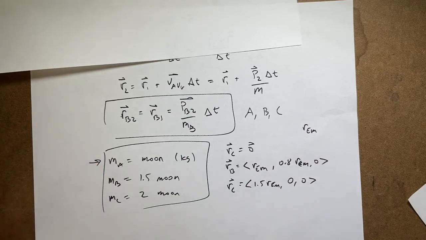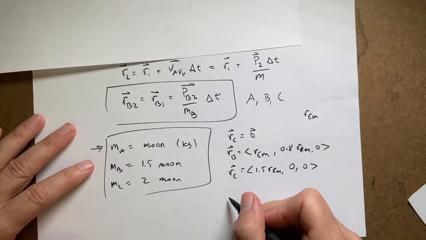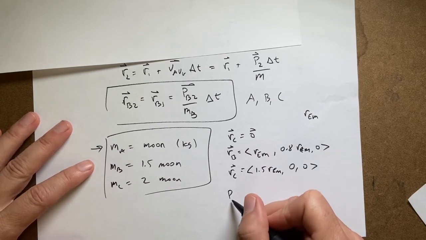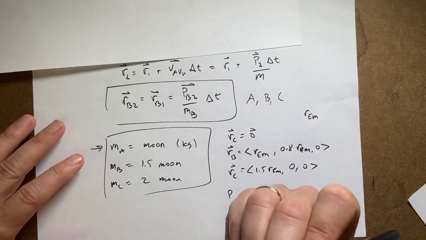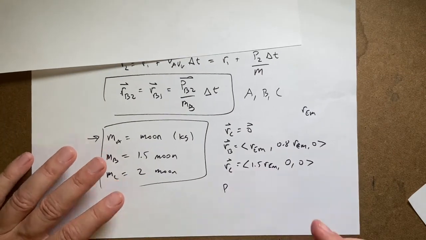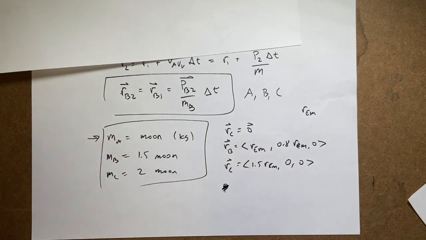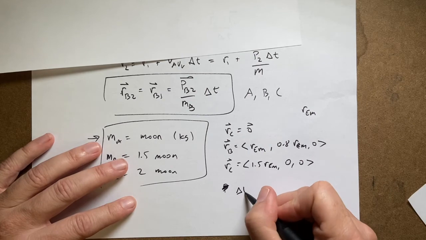Finally, I need momentums. Oh, I need 2 more things. So P, I don't really know these momentums. I'm just going to guess. I'm not even going to write down something, I'm just going to guess in the program. But there is one other thing I do need to know, delta T.